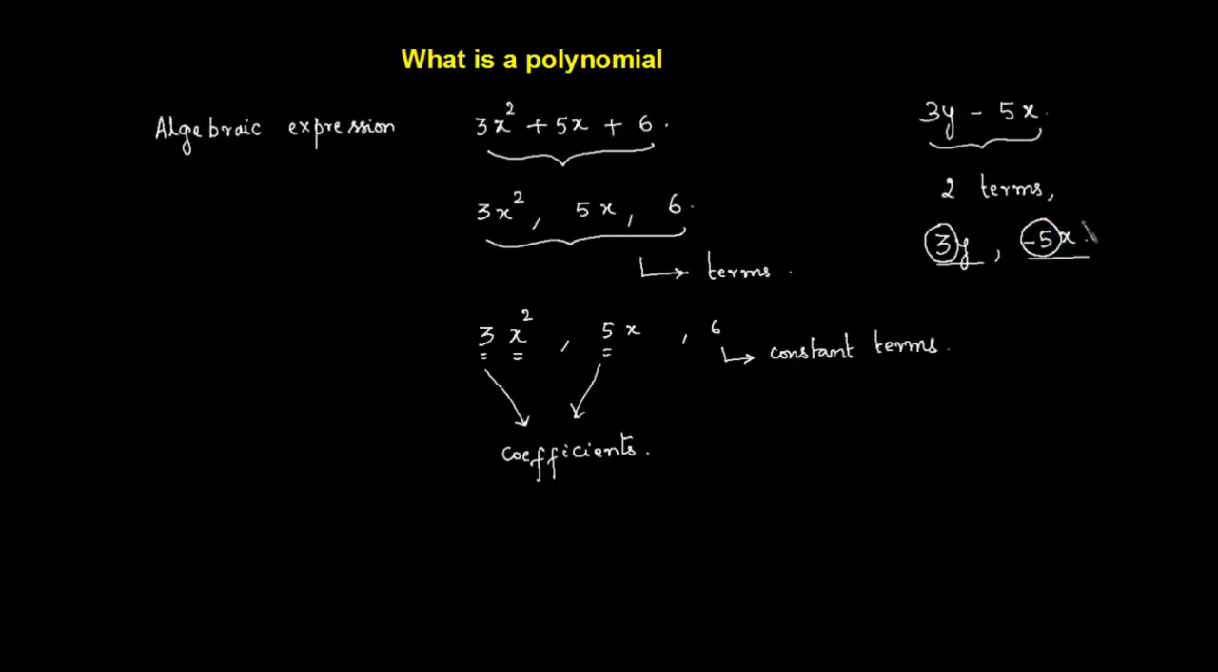So when you write the coefficient, you have to check that you are also including the sign which is associated with each of these terms. So you can see that 5x as a term has a negative sign associated. Therefore, the coefficient of x in this case is minus 5. The coefficient of y is nothing but 3. So we learnt about terms and the coefficients.